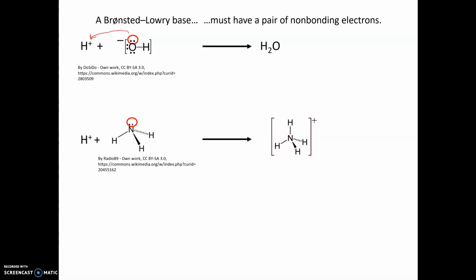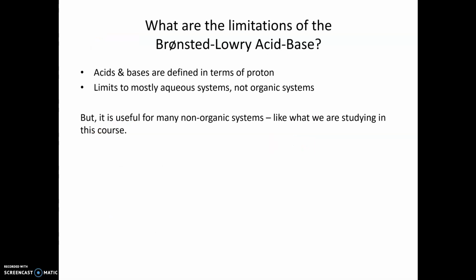The nitrogen on ammonia has a lone pair of electrons that will attract a proton. The oxygen on water has a lone pair of electrons that will attract a proton. So there are many different kinds of Bronsted-Lowry bases. But every system has limitations. Bronsted-Lowry provided a very good framework for working with acids and bases in aqueous systems.